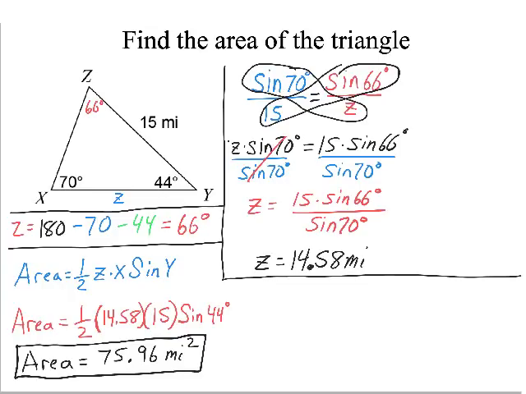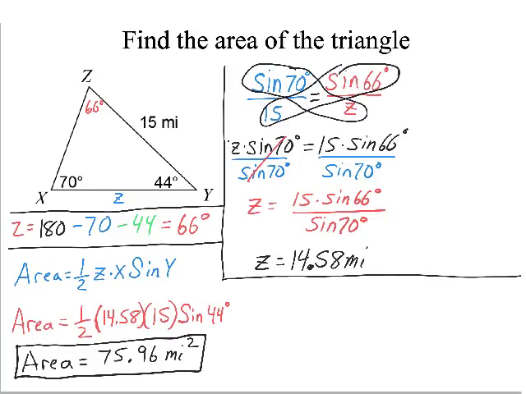To solve for Z, I cross multiply. So these two give us Z times sine 70. These two give us 15 times sine 66. Then, to get Z by itself, I divide by sine 70. That disappears. I stick this in my calculator, and I get 14.58 miles. So that is 14.58 miles right there.